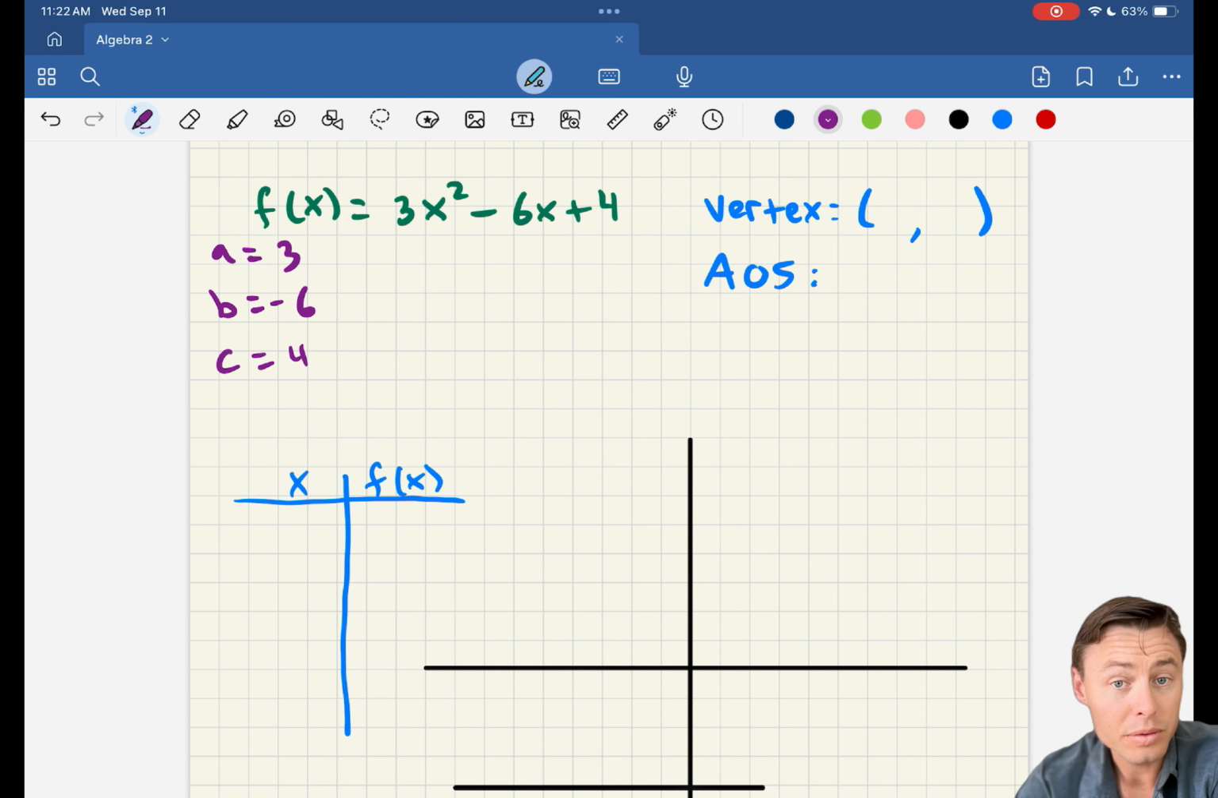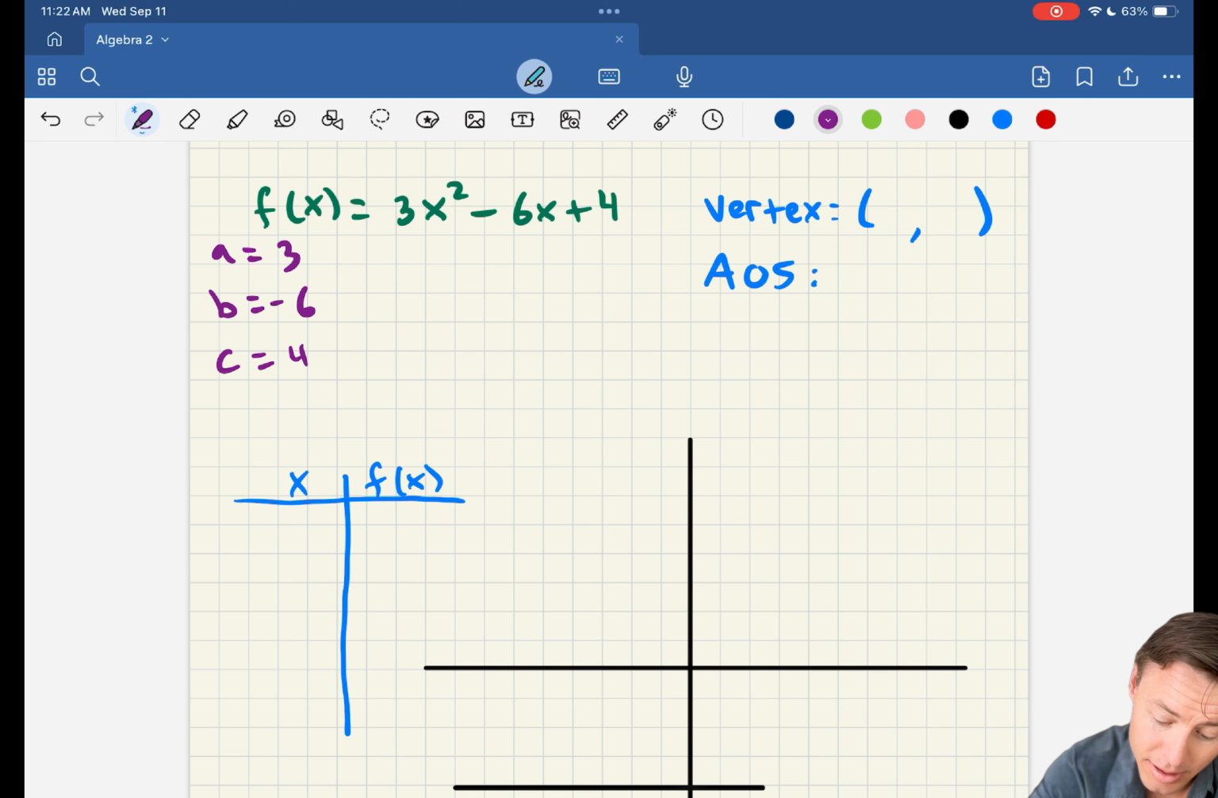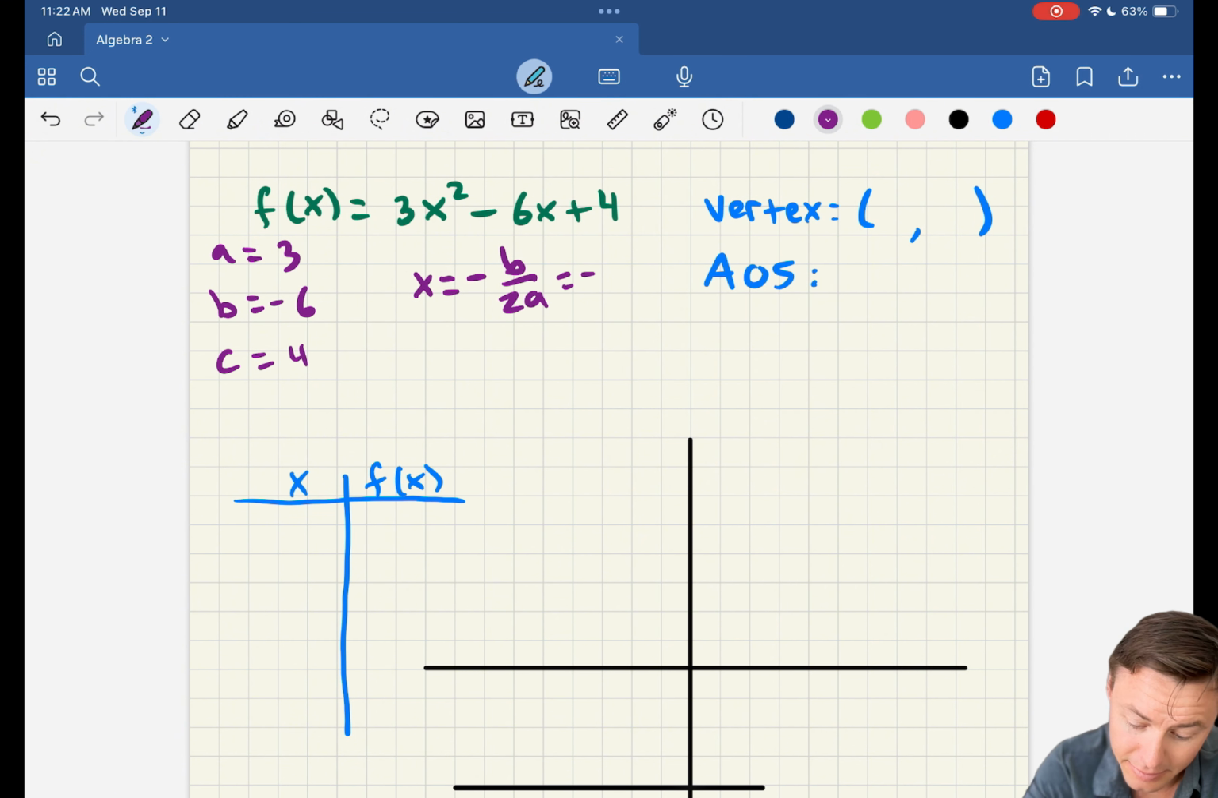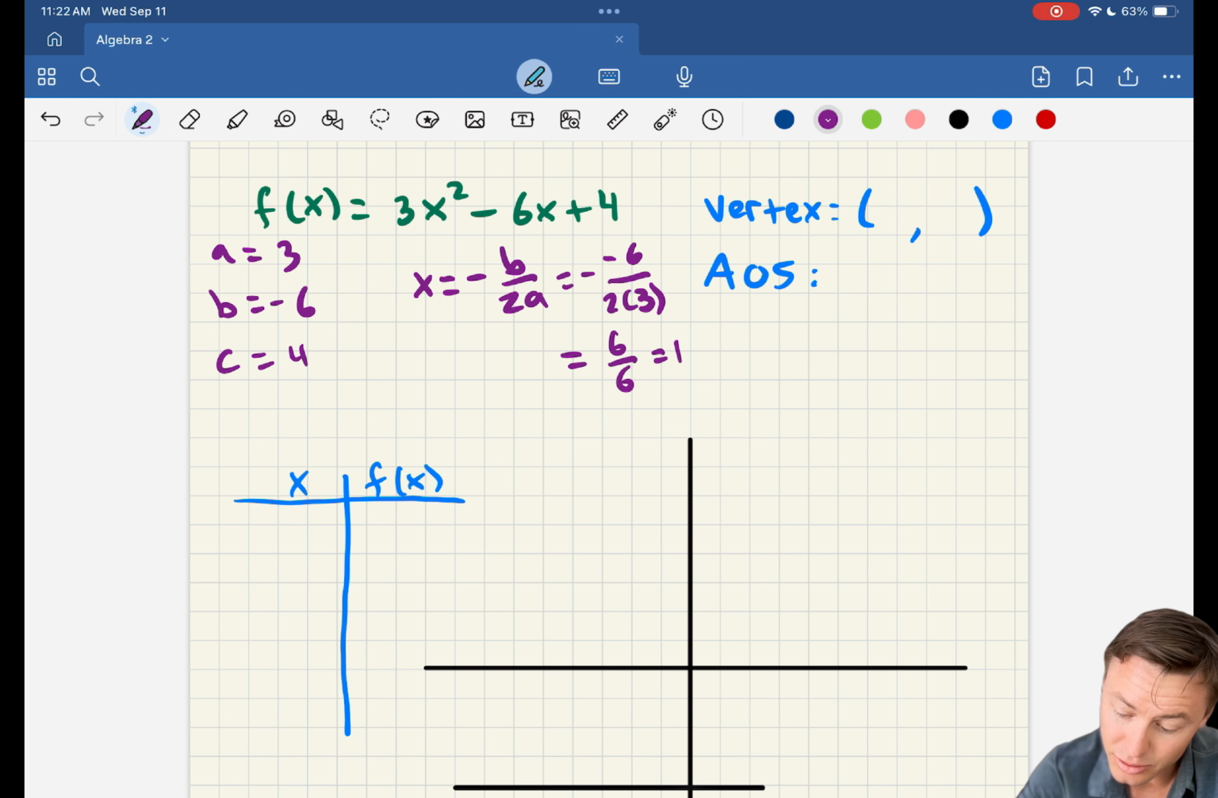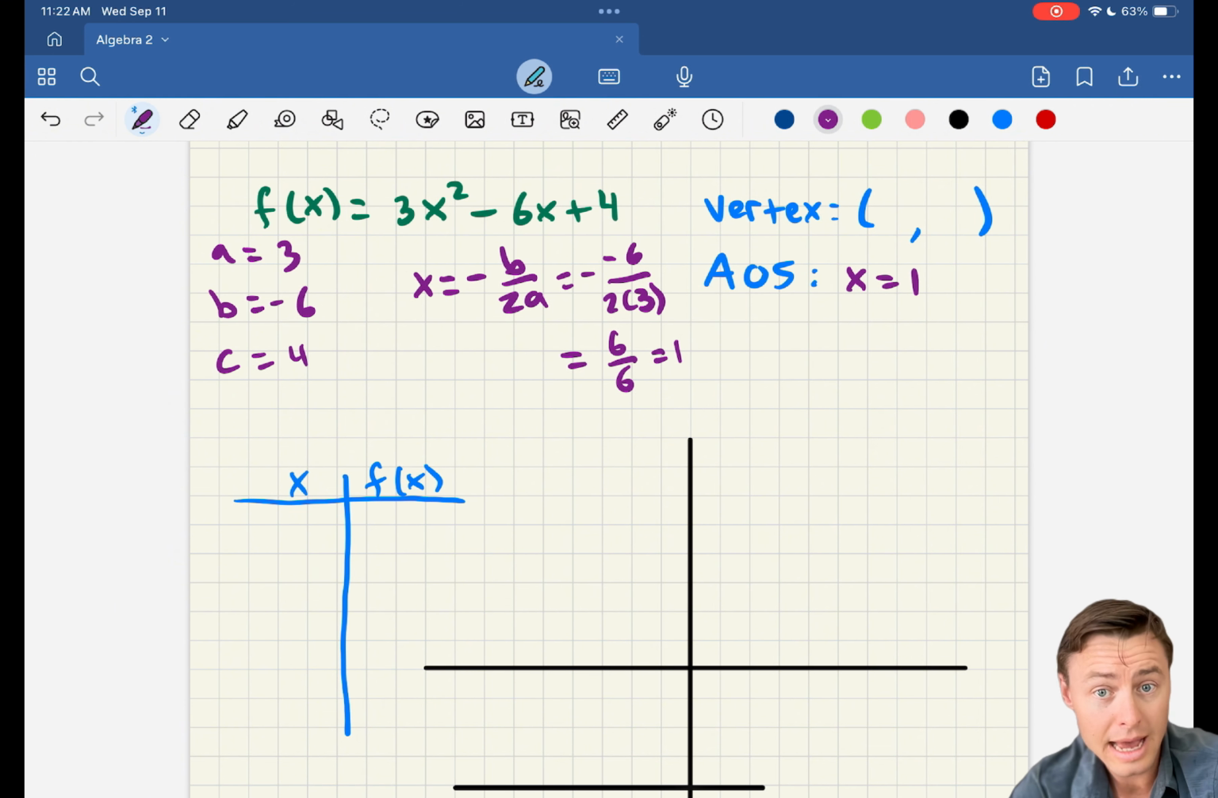Okay, and if you recall, to find the axis of symmetry for a quadratic in standard form, you just do x equals -b over 2a, which, plugging in our values we just found, would be -(-6) over 2 times 3, which would be 6 over 6, which equals 1. So our axis of symmetry is x equals 1. Our axis of symmetry is also the x value of our vertex. So for our vertex, we'll put 1, comma, we don't know what the y value is yet.